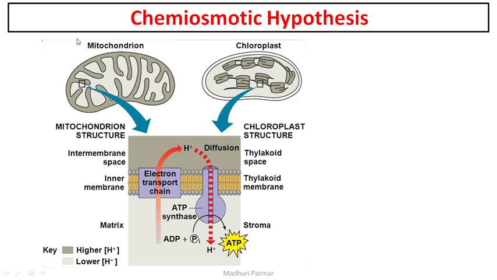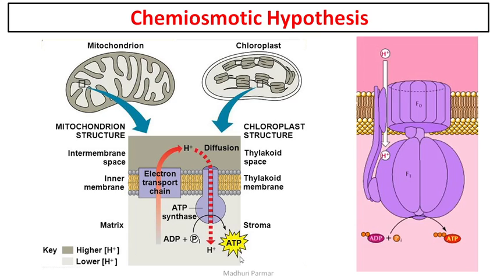In the case of mitochondria, the H plus concentration is high in the intermembrane space. In the case of chloroplast, the thylakoid lumen has higher H plus. Fine, so this is the whole process. During electron transport, you have pushed out the H plus. This H plus will try to come back into the matrix through this ATP synthase, and during the process, ATP will be synthesized.